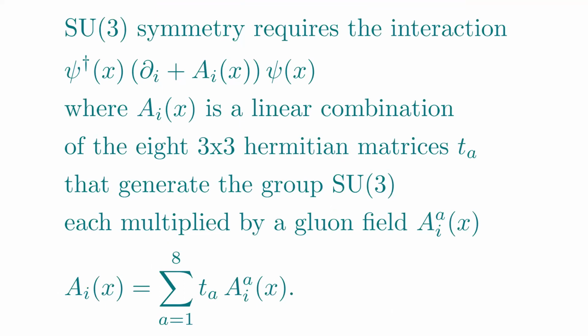SU3 symmetry, like the SU2 cross U1 symmetry, requires an interaction. A_i here is a linear combination of 8 3x3 Hermitian matrices, the matrices that generate SU3, each multiplied by a gluon field. So this is what the generalization of the vector potential is.